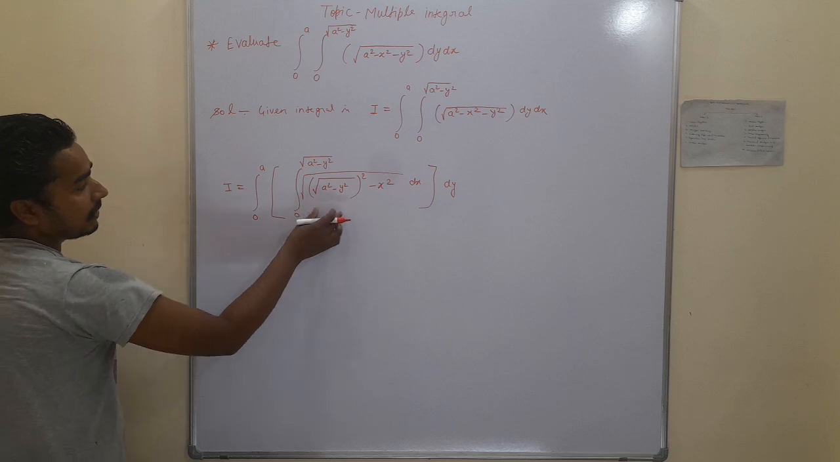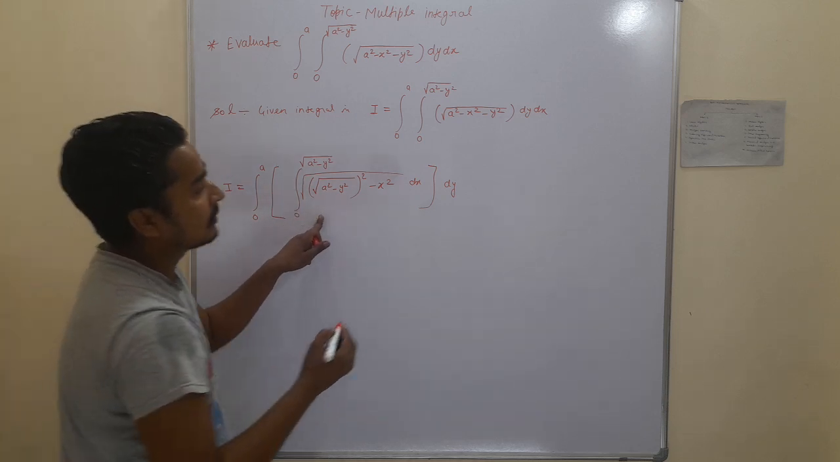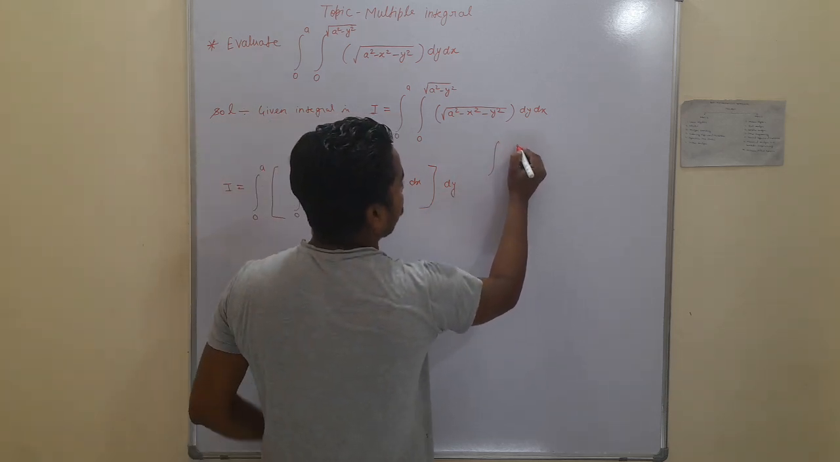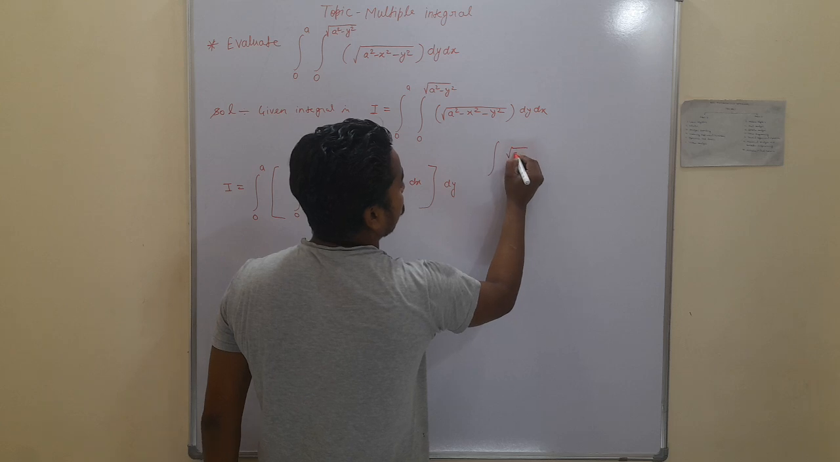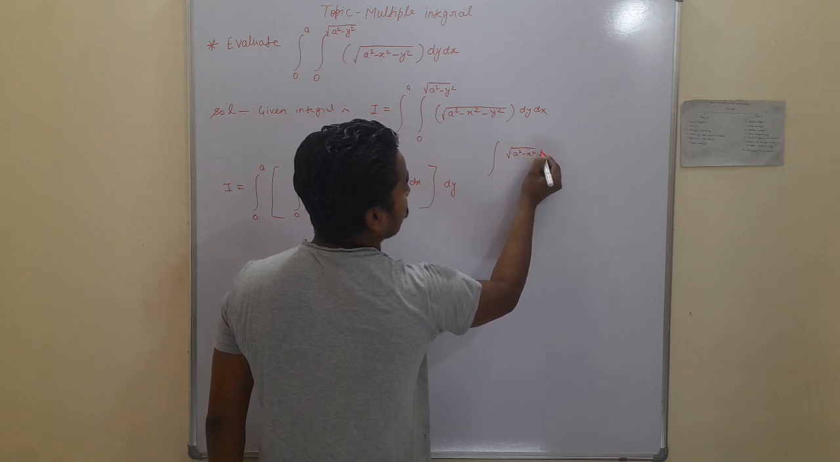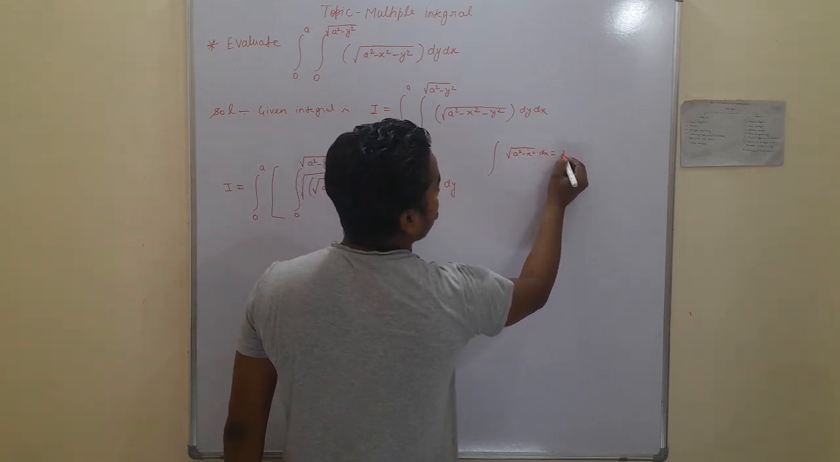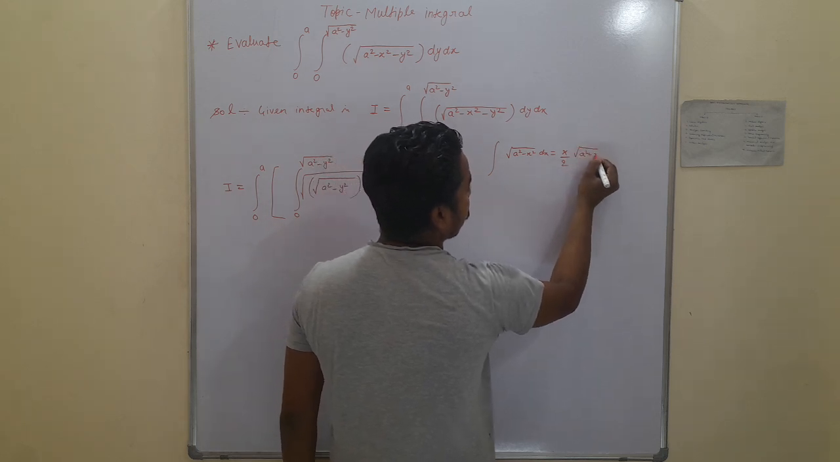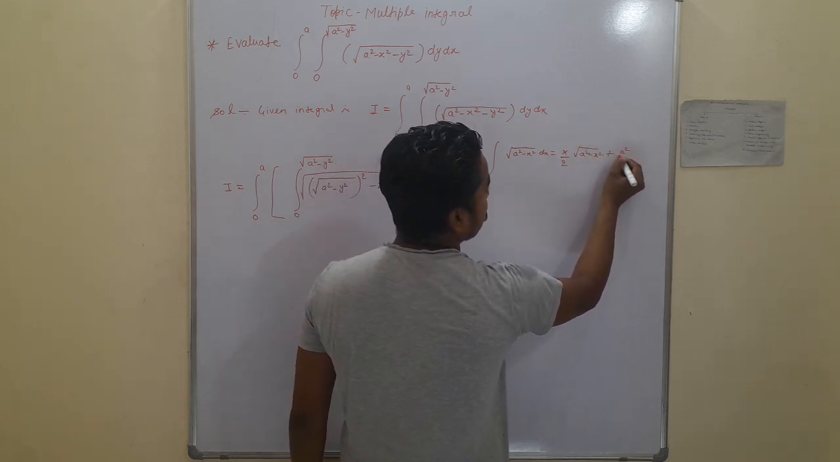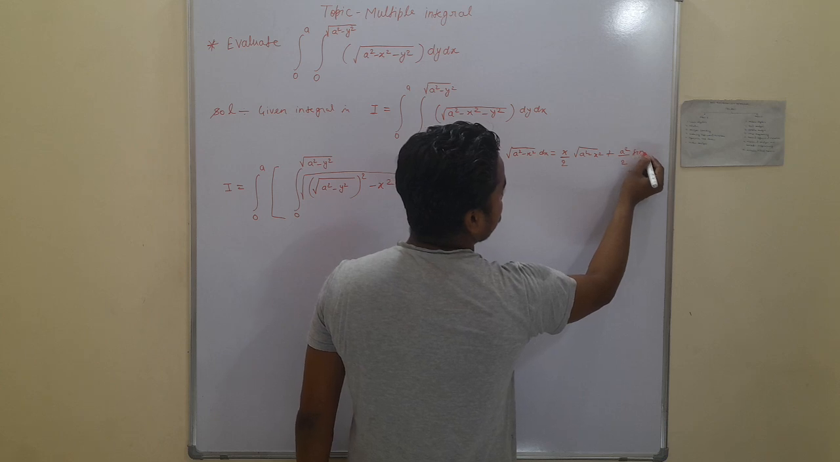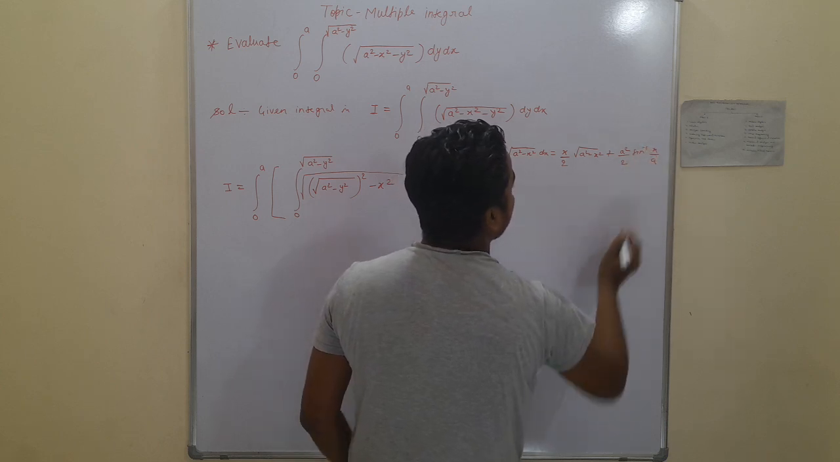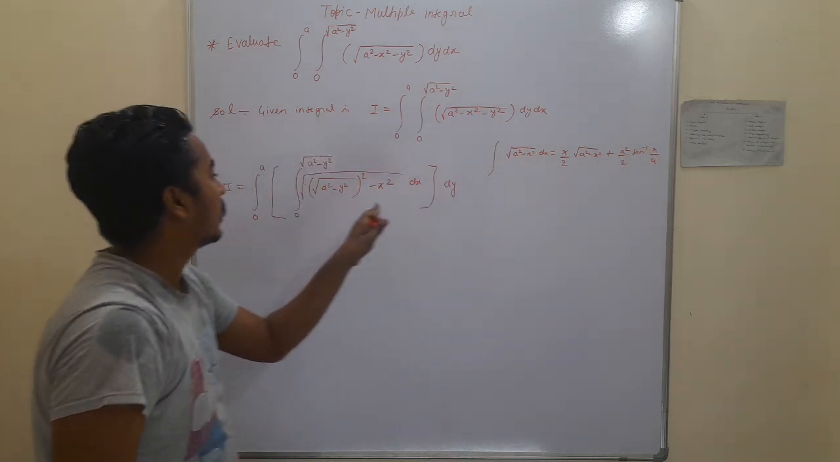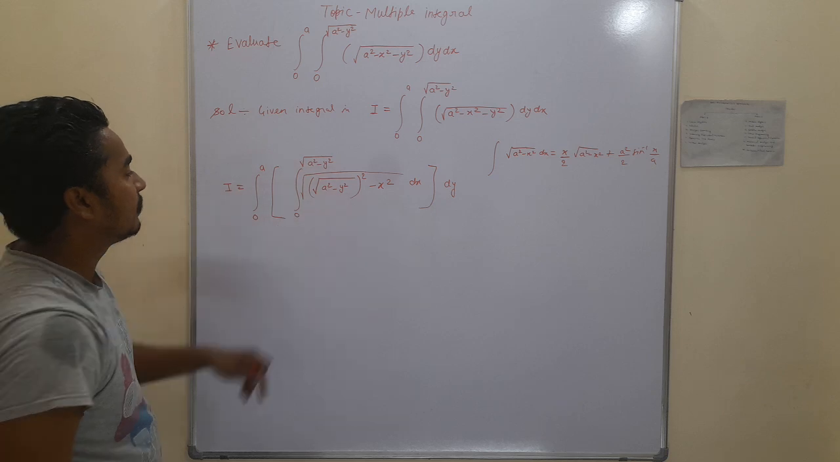And further from here we have to use the formula: integral of under root of a square minus x square dx is given by x by 2 under root of a square minus x square plus a square by 2 sin inverse of x by a. We have to use this formula to further simplify the given problem.